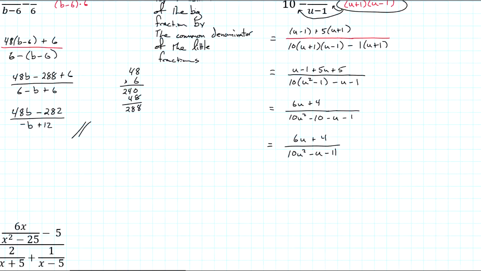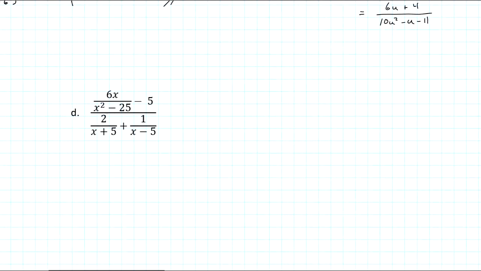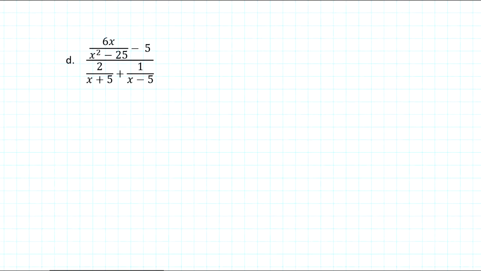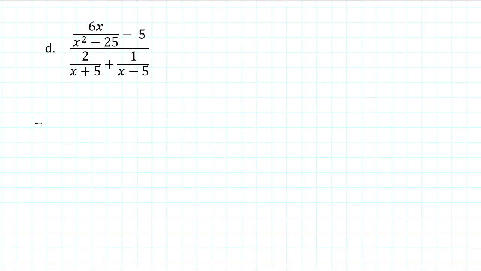All right, let's do one more. This one's kind of our hardest that we have for these examples. We're going to start, in this case, by factoring that first fraction. So let me just read this off. We have 6x over x squared minus 25 minus 5, all over, big fraction bar here, 2 over x plus 5 plus 1 over x minus 5. We'll start by just factoring that x squared minus 25 as x plus 5 times x minus 5.